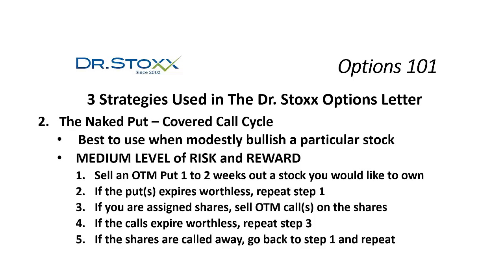So I would say if you're putting on maybe 20 of these trades per year, 1 or 2 or 3 a month, then out of those 20, you can probably count on 4 or 5 of them getting all the way down to step 5. Most of them will only require you to do steps 1 and 2. So that's the naked put covered call cycle.